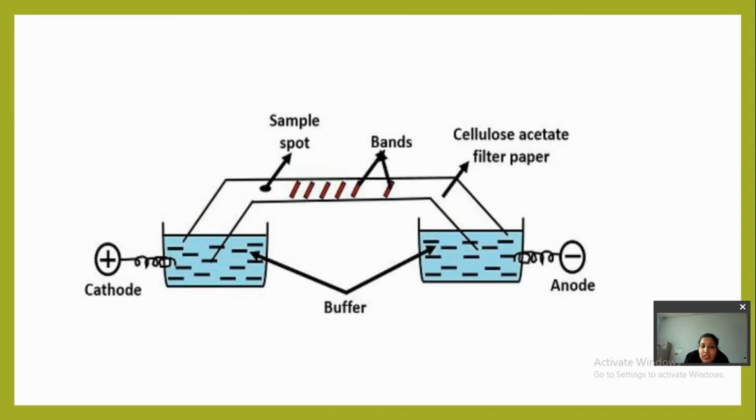See here, we use two medium tanks. In one tank we use the cathode and in the second one the anode. In both the tanks we place buffer solution. Now see here, the sample spot is placed on the top and the bands are separated. These bands are of ions, and these are separated according to their strength.